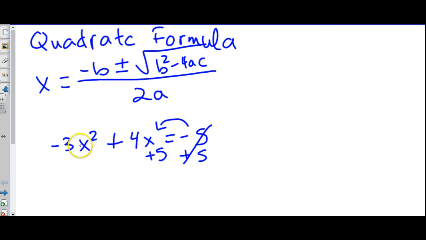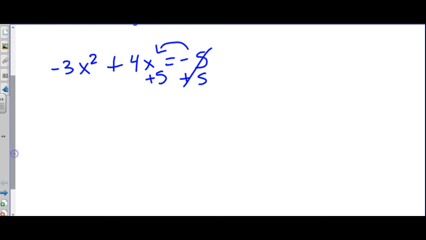Now the problem is, we can't actually combine that 5 with any of those numbers. X squared can't combine with a constant, and x can't combine with a constant because they're not like terms. They have to have the exact same letter to combine. So we're just going to rewrite it with the plus 5 at the end.